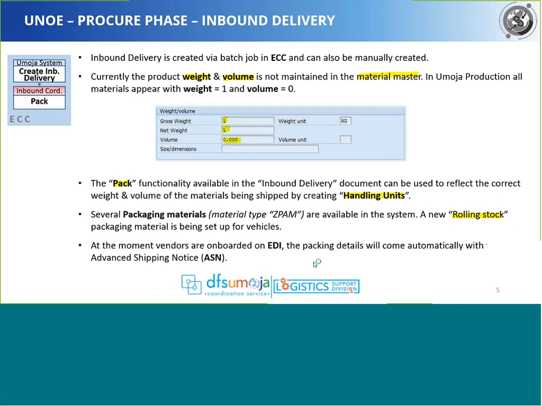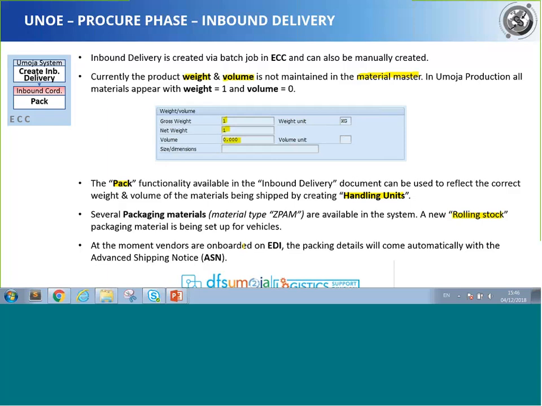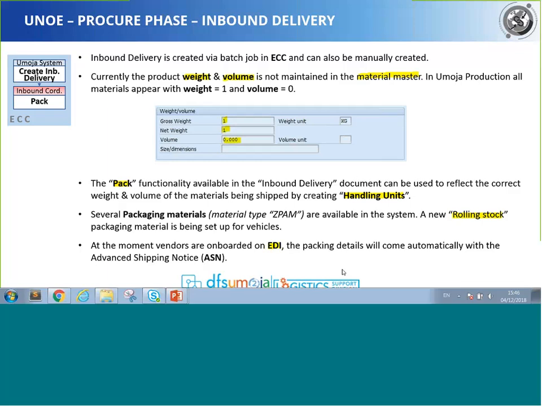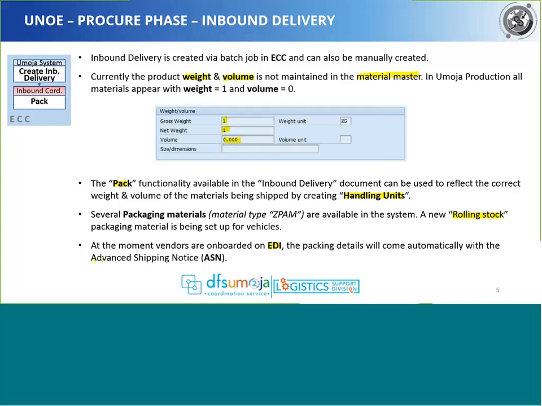Okay? Once we have the vendors onboarded in the electronic data interchange, so once the vendors are providing information directly from their systems, the weight and volume will be provided automatically from their systems with the advanced shipping notice document. So when we have the vendors onboarded on EDI, the weight and volume will come automatically from their systems. But up until that point, we will have to use the pack functionality to provide this information manually in the system.